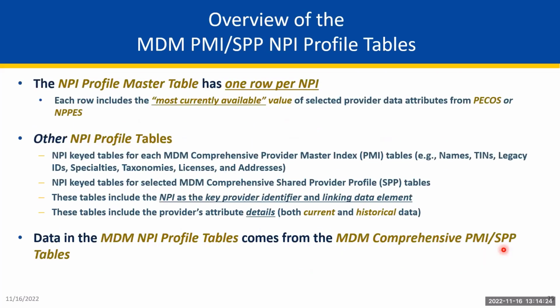Next, moving on. So NPI profile master table. The NPI profile has a different set of tables like the NPI name table, the legacy table, and there is one table called the NPI profile master table. This table has one row per NPI. What that means is it has the most currently available information for that provider that is coming from either PECOS or NPS, which is represented in one row.